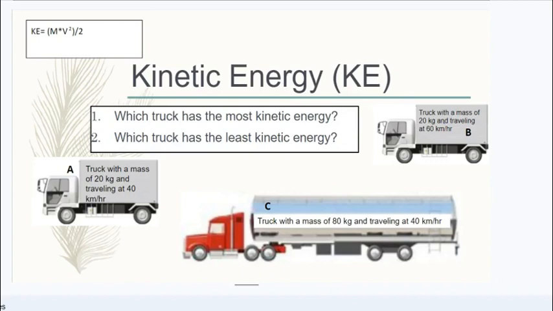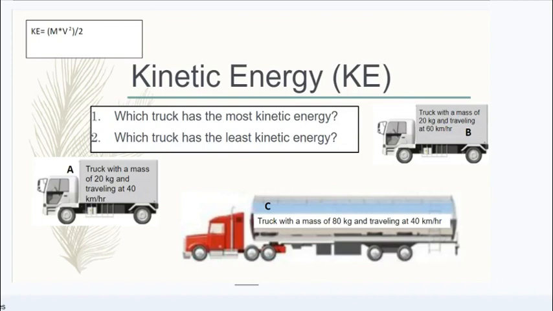If you chose truck B, you are correct. They both have the same mass. However, truck B is traveling at 60 kilometers an hour versus truck A at 40 kilometers per hour. Those are easy to calculate just by looking at the data.